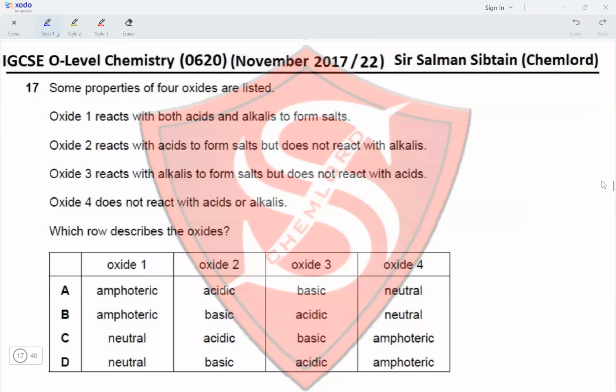Question 17. Some properties of four oxides are listed. Oxide 1 reacts with both acids and alkalis to form salt. That means oxide 1 is amphoteric. Oxide 2 reacts with acids to form salts but does not react with alkali. Since it is reacting with acid, it has to be basic in nature.